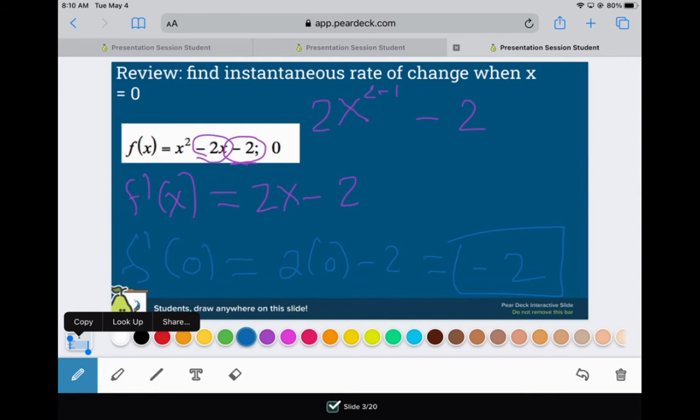Question for me on this one, is this something that we want to spend more time on? Are we okay with this one? Let me know.